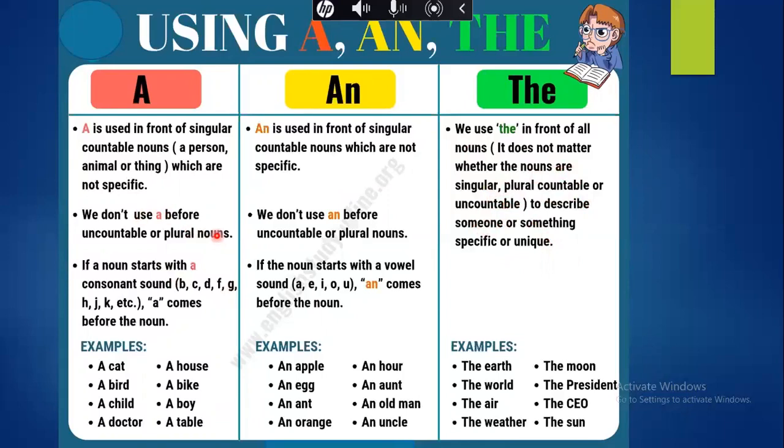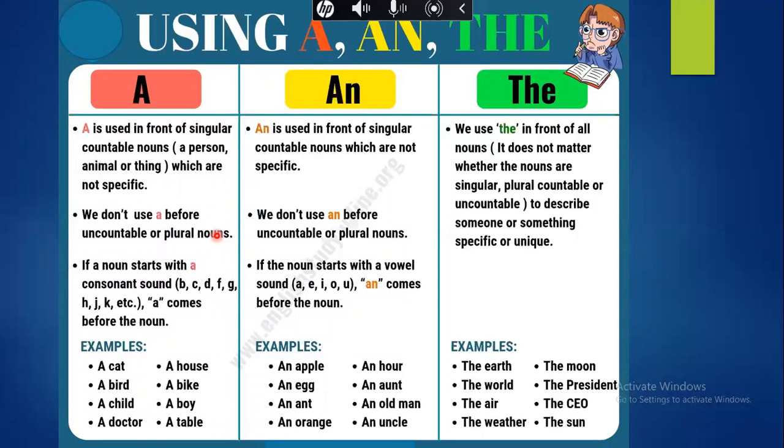Now, we have got an idea that a, an, and the are the articles. And now we know that the is a definite article and a and an are indefinite articles. But what is the difference between the use of a and an? Well, a is the one that comes in front of words which have consonant sounds like B, C, D, F, G, H, J, K, etc.